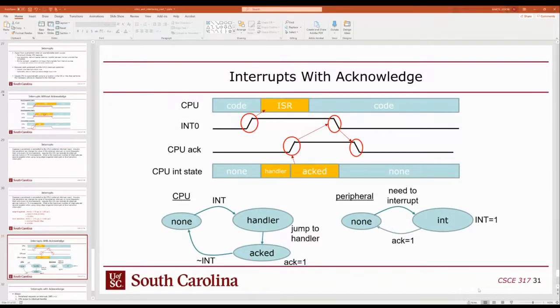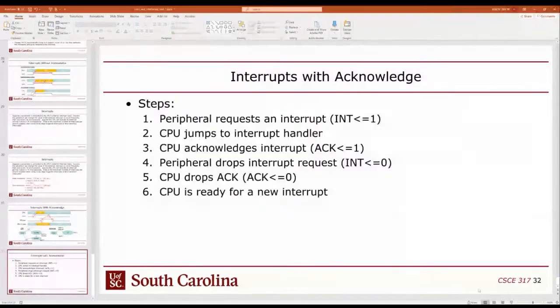Yeah, so, okay. Here's a slide I added, just some steps to explain this a little more clearly. The steps in performing an interrupt are: the peripheral requests an interrupt, setting its interrupt output to 1. The CPU would eventually jump to the interrupt handler and then acknowledge the interrupt.